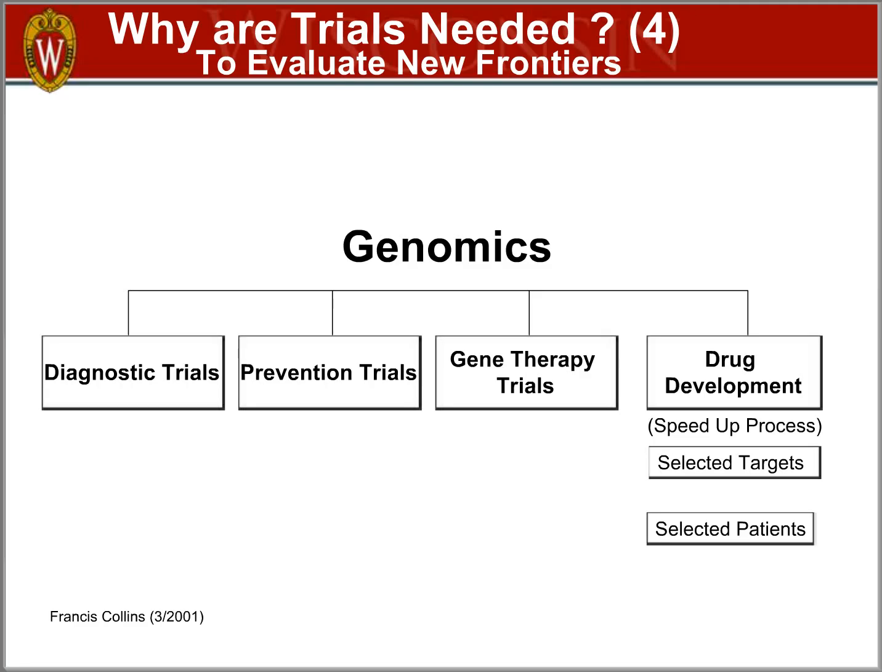A new area that we can think about why trials are needed is to evaluate new frontiers. Today we think about genomics, or perhaps proteomics. But this offers a whole new dimension to examine diagnostic trials using genomic profiles for diagnosis of disease, for prevention of disease, for gene therapy trials, gene transfer trials, and maybe, hopefully, to use genomics to speed up the drug development process. So we have a new frontier here of genomics and proteomics that the clinical trial will be an exceedingly useful tool to sort out what aspects are useful and which are not.